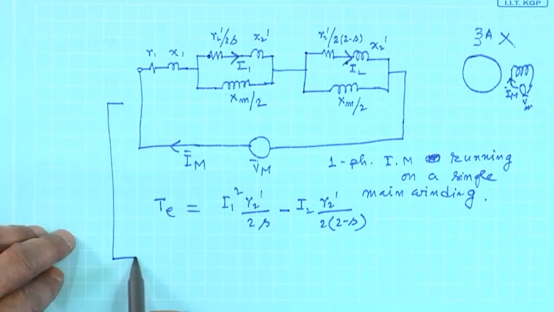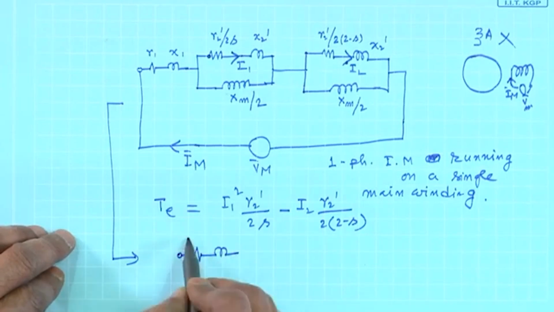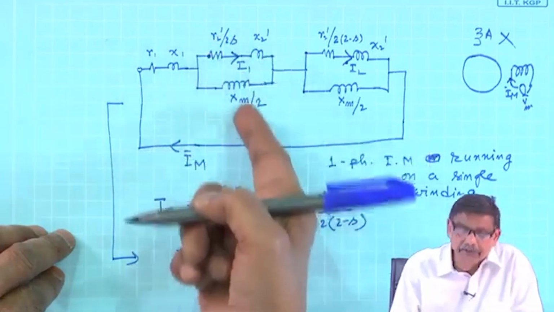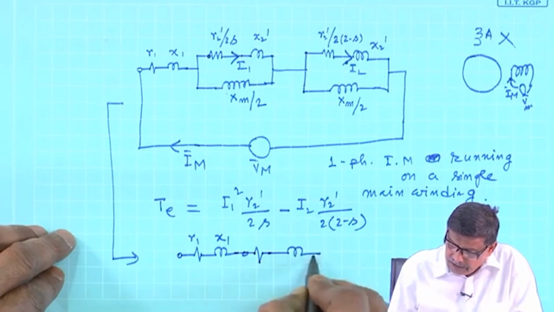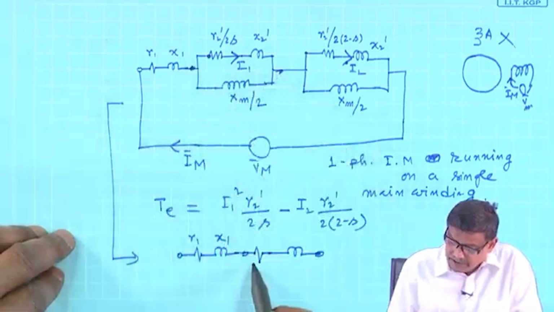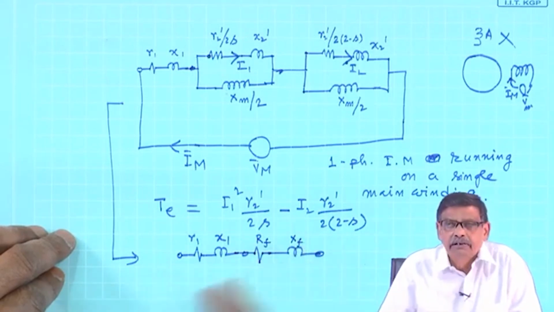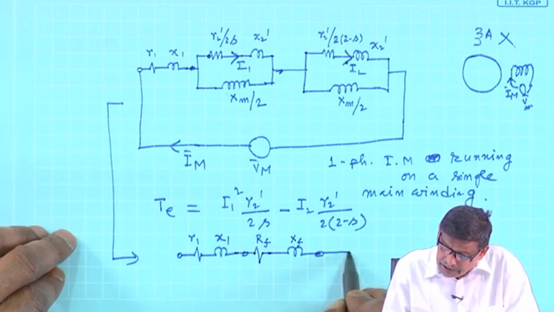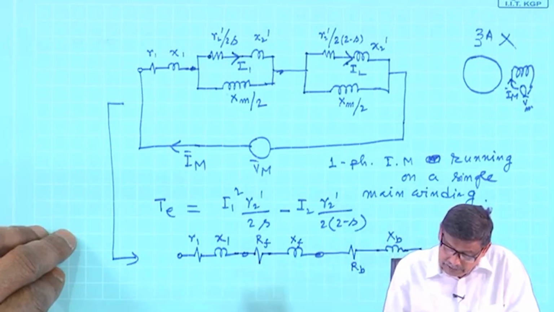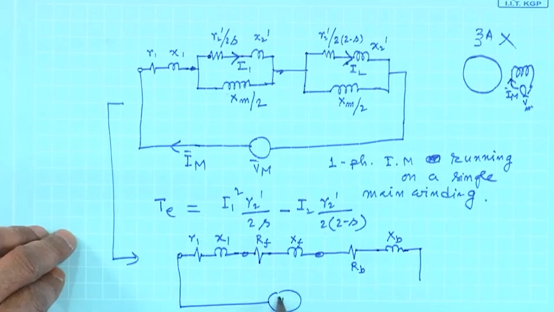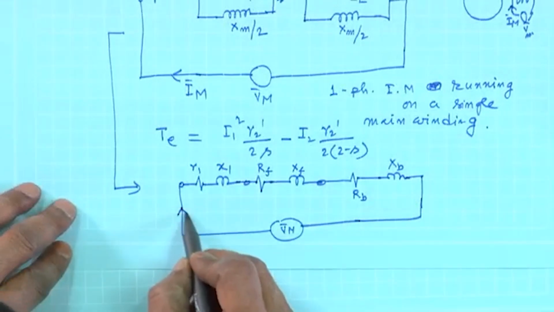interesting to note that this circuit is somewhat involved. So, how to solve this circuit? Some people do it like this: R1 X1 is there. What you do? This parallel combination you find out, the equivalent, that will be ultimately between these 2 points a resistance and reactance. Call this resistance Rf, and this reactance Xf, F for forward motor. Similarly, this impedance also can be written as Rb and Xb, and then this is the applied voltage V bar M, and this is the current I bar M.